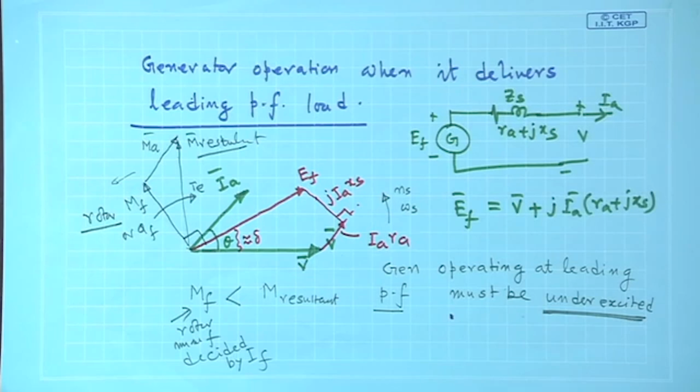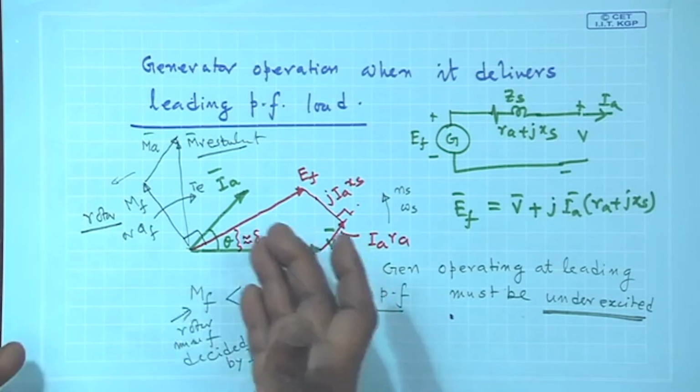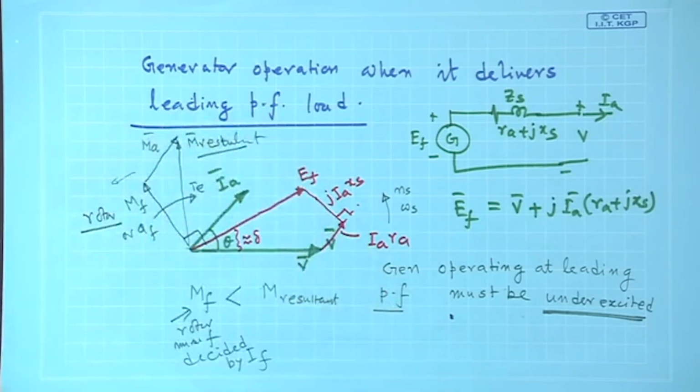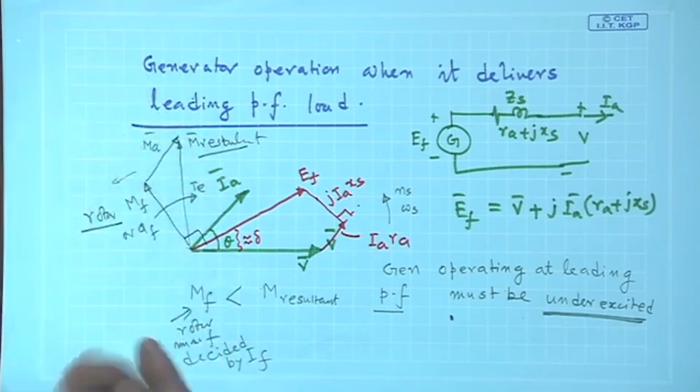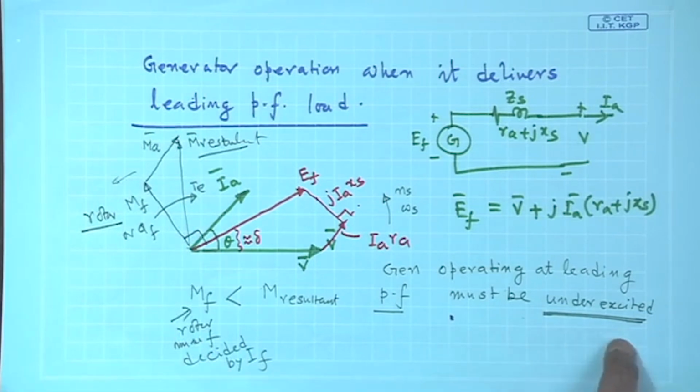Under excitation, over excitation: the idea is that if you have this complete phasor diagram, you conclude by comparing the length of the rotor field MMF and the resultant field MMF. If the rotor field length is less than the resultant field, it must be under excited, we call it. In case of a lagging power factor load, we have seen that it will be over excited.